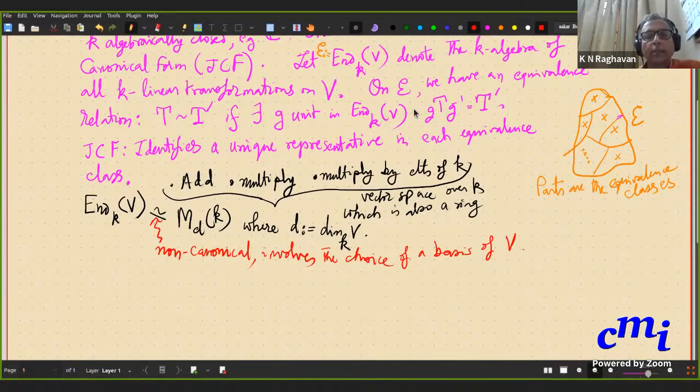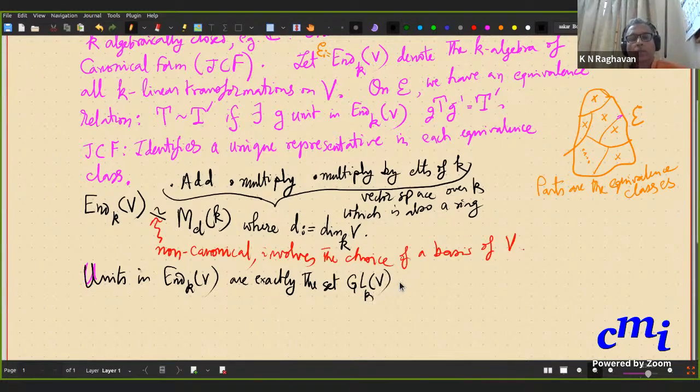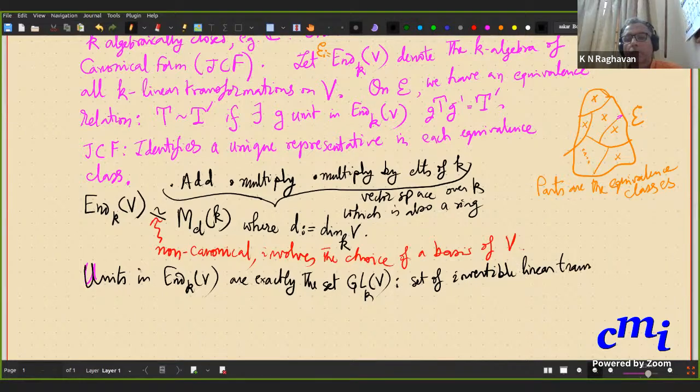Okay, observe that this G here, right? So I said there exists G, a unit in this. Units, let me go back to this color. Units is black. Okay, units in End_K V form exactly the set GL(V). So this is the set of invertible linear transformations of V.